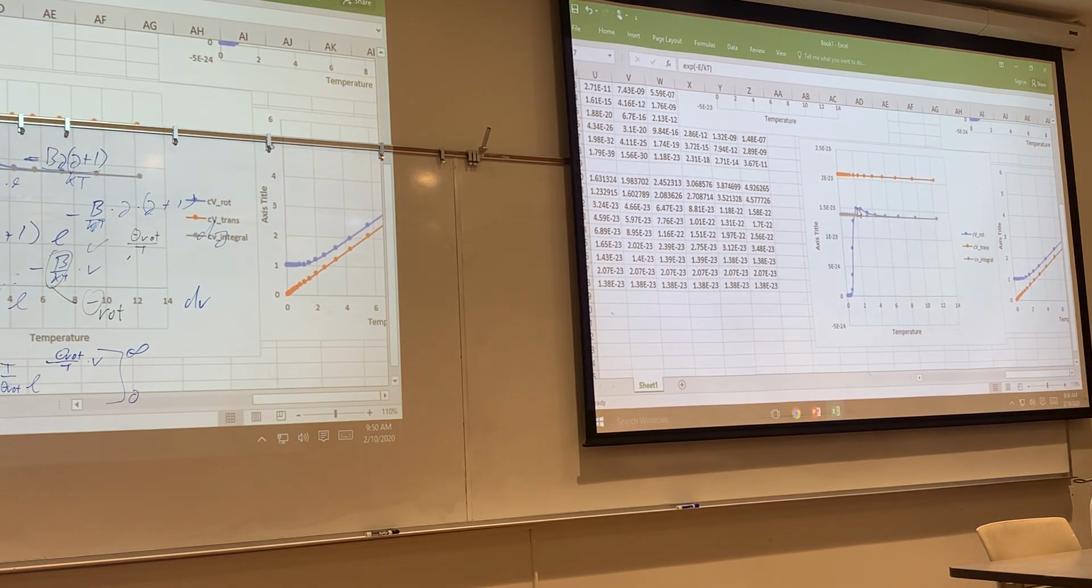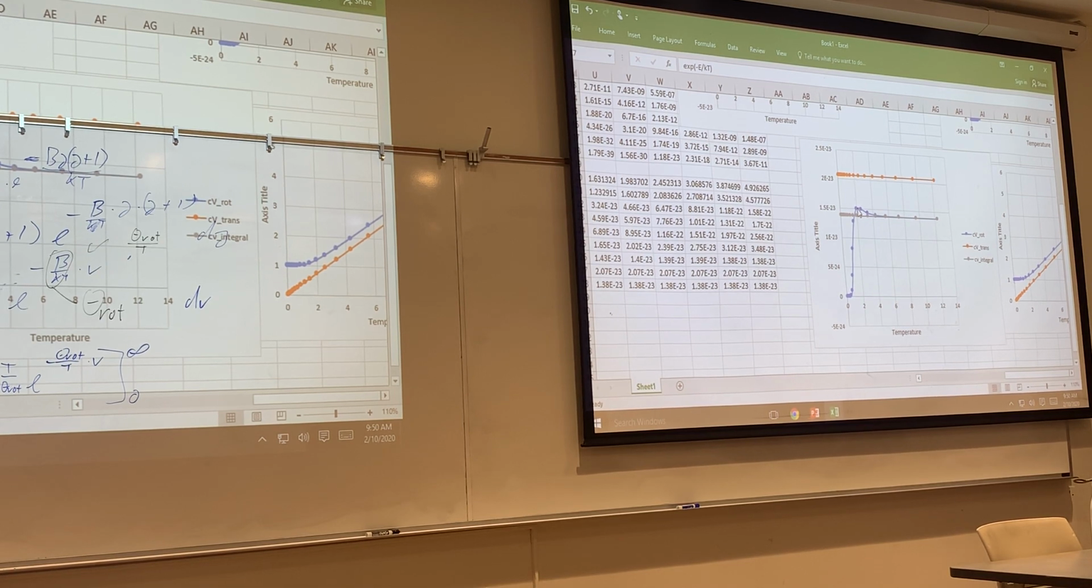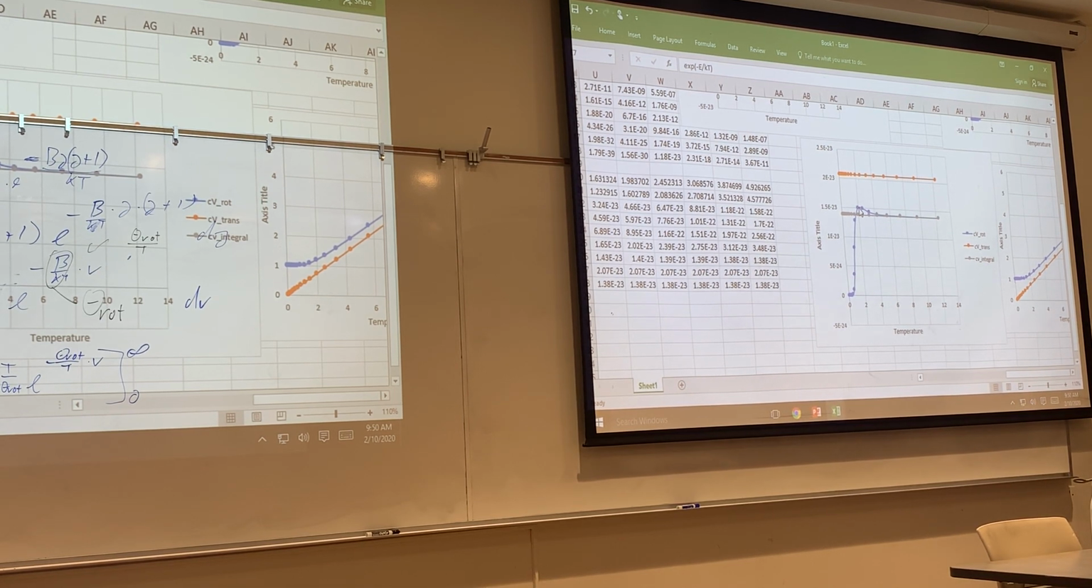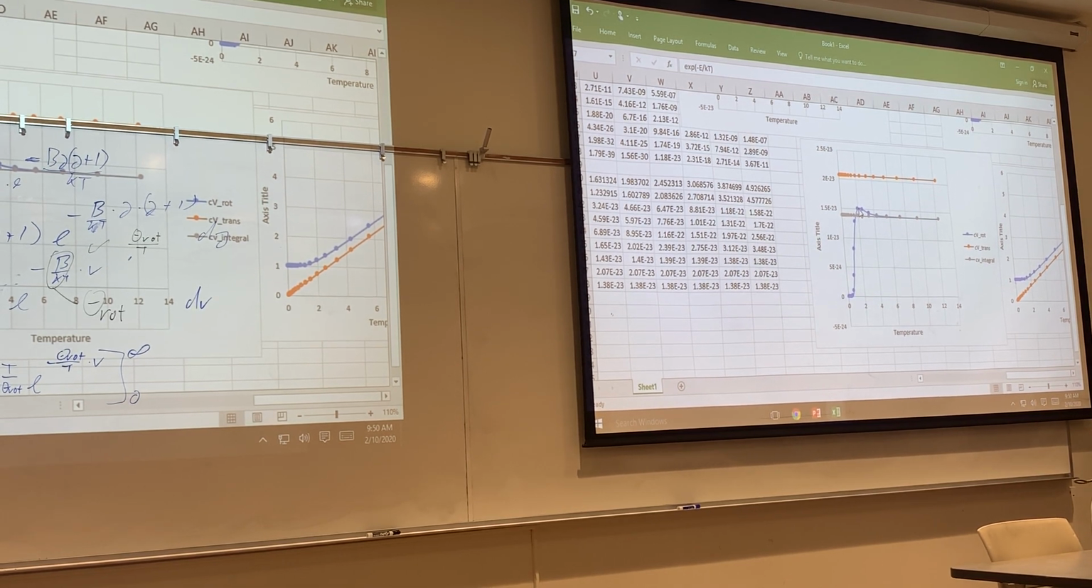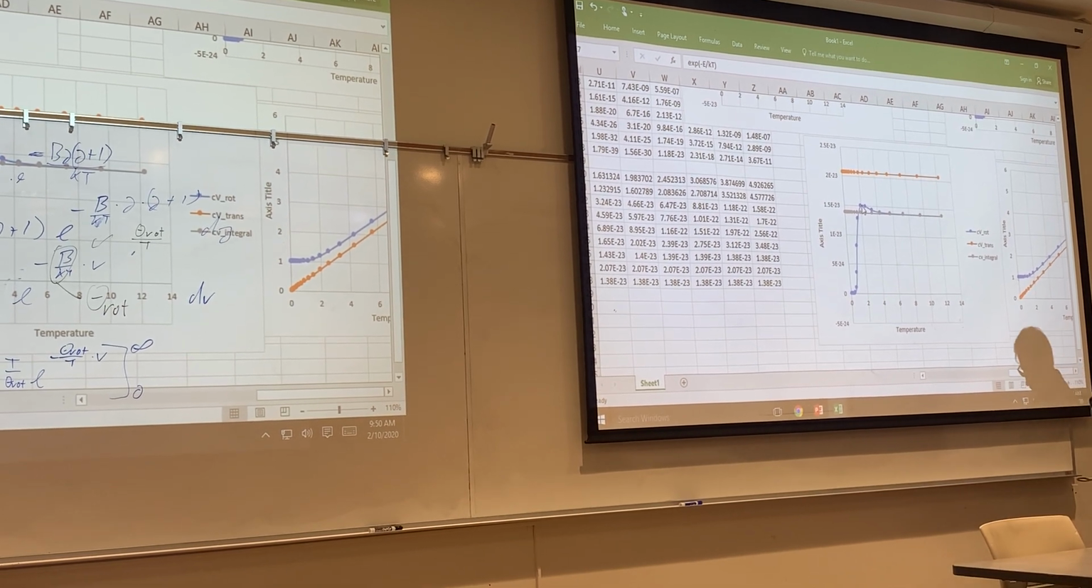And for that reason, much of material science and materials chemistry is about measuring heat capacities. Okay, with that, you have your homework. We are going to talk about vibrations and other things.